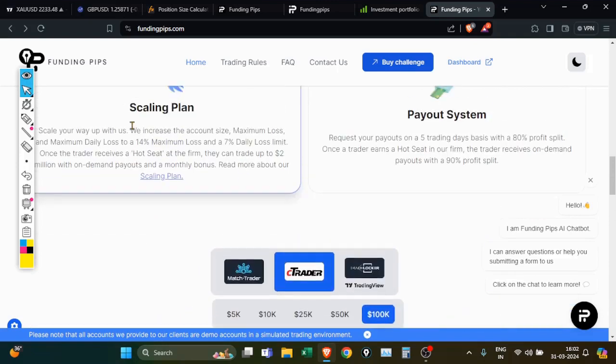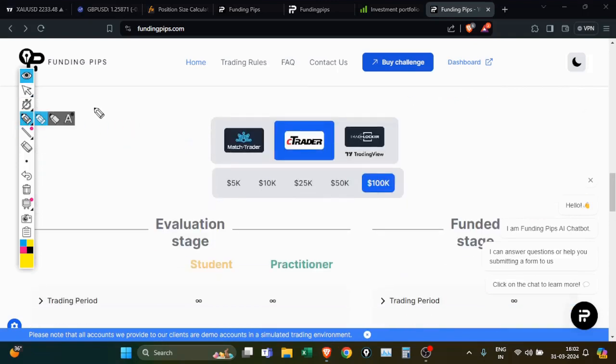Basically the payout system is, when you have profits, 80% of the profit goes to you and 20% of it goes to the prop firm. This is the profit split of the company.